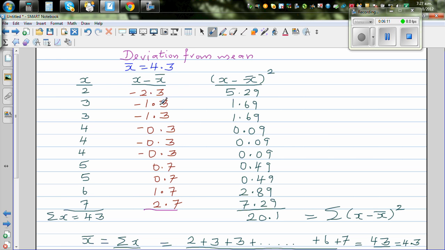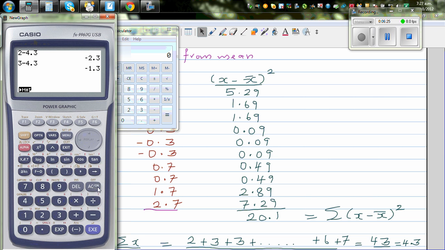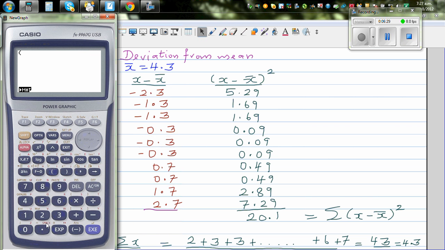So to get rid of the negative and positive, what we do is we square it. The square of negative 2.3 is 5.29. So let me show you that. Negative 2.3 squared is 5.29.